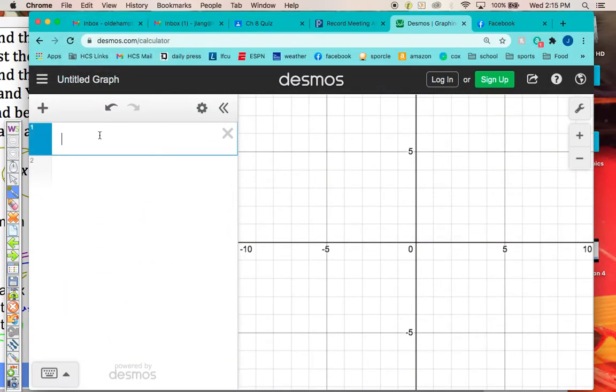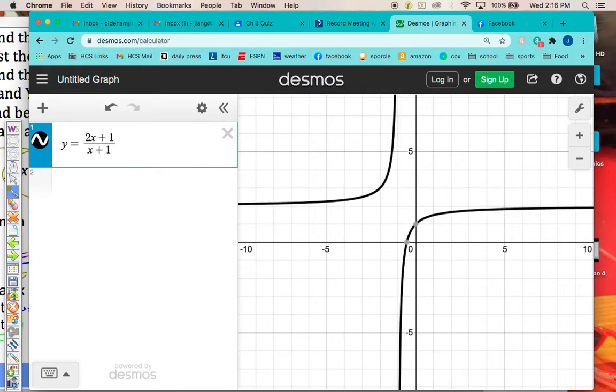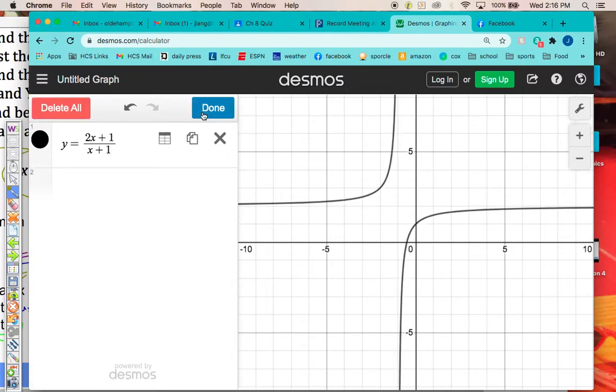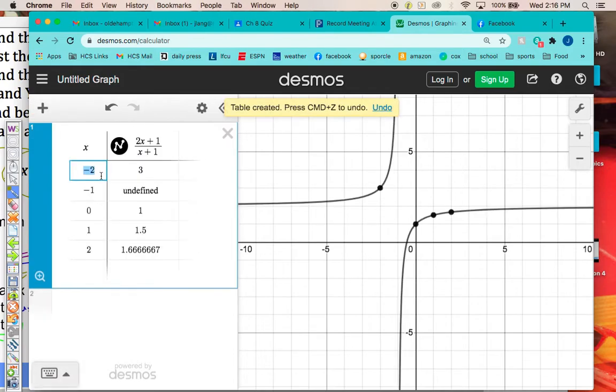I'm going to graph that. So I'm over here, I'm going to write y equals (2x plus 1) over (x plus 1). All right, we're going to get this graph, but we're going to do better than that. So I'm going to hit the cog, I'm going to hit the table, and I'm going to get rid of all these values they already have. I don't want these.